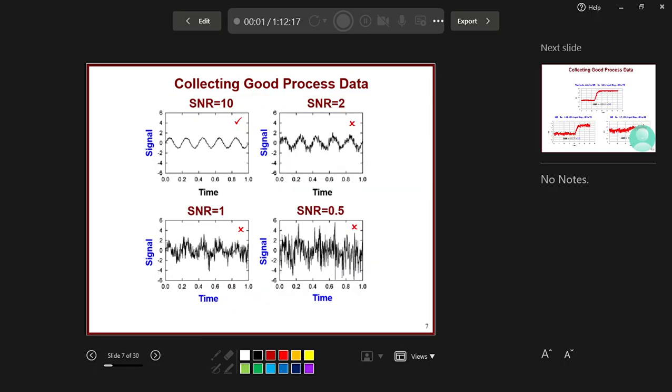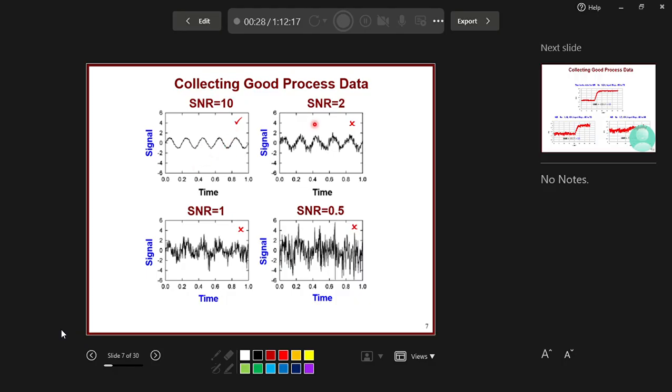Now here we have a few examples of data collected from the process. As you can see in this example, the signal is very clear and it is suitable for analysis. This is the output signal. This signal was collected under a signal to noise ratio of 10. Okay, so this is correct.